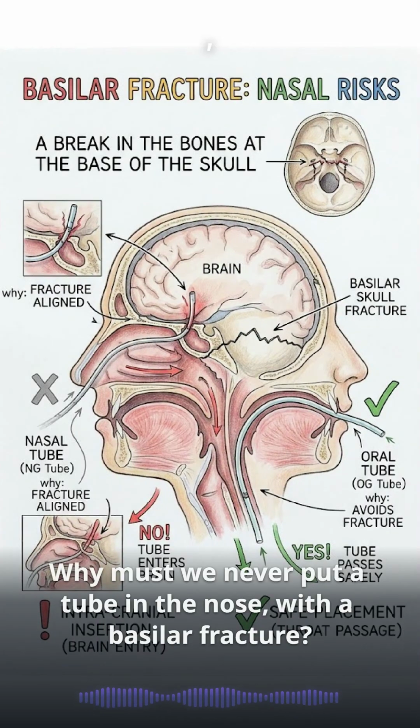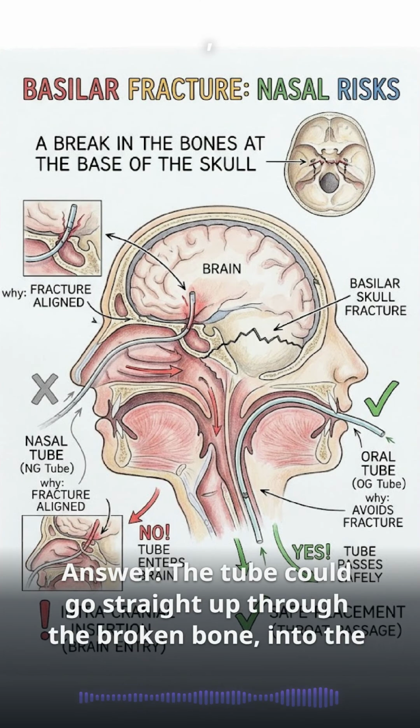24. Why must we never put a tube in the nose with a basilar fracture? The tube could go straight up through the broken bone, into the soft brain.